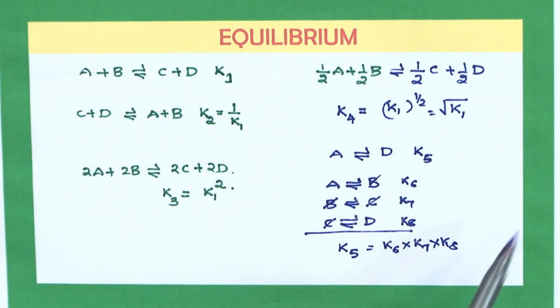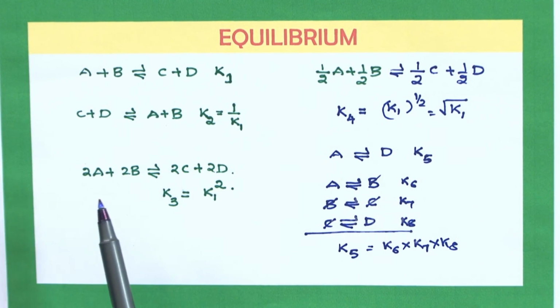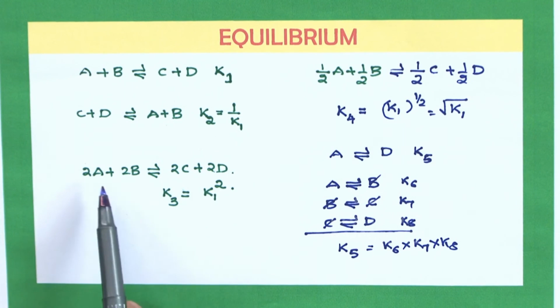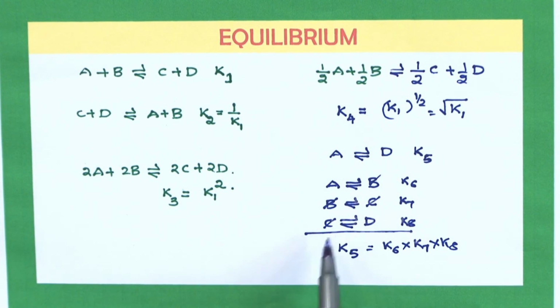So guys, we'll sum up everything. If you have reversed the reaction, the new equilibrium constant will be the reciprocal of the equilibrium constant for the first reaction. If you multiply it by 2, then the coefficient appears as power. If the reaction occurs in two or more steps, then the overall equilibrium constant will be the product of the equilibrium constants for each step.